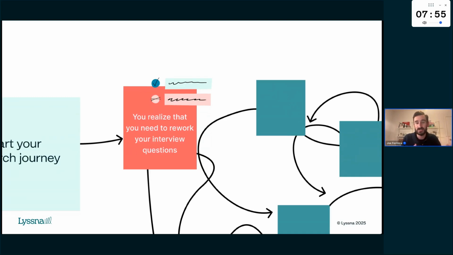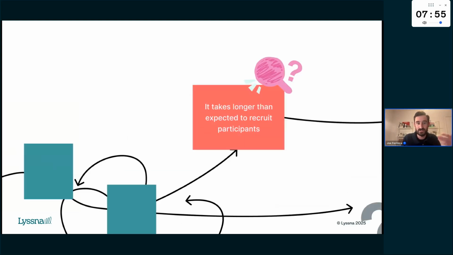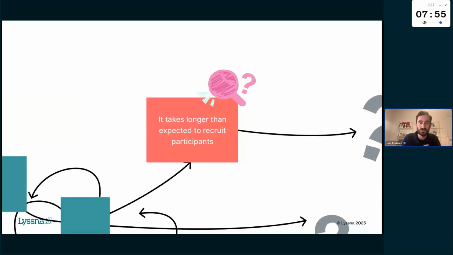Now, this is something that is normal, that can happen and can be expected in some ways. But if you do a bunch of interviews and then realize, I got to go back and change these questions around a little bit, that is going to make a windier path and ultimately add to the time that you're spending on your research. We could have some of these roadblocks or speed bumps where things just take longer than expected. Maybe it takes longer than expected to recruit the right participants.